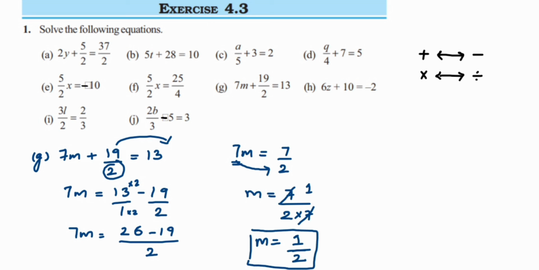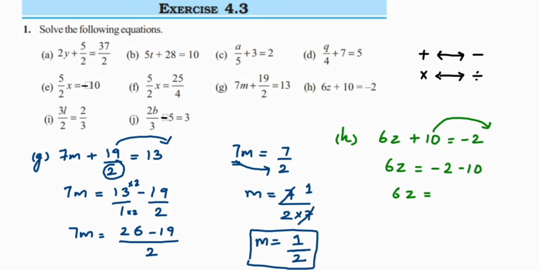Then let's go for the next one, h. So 6z plus 10 is equal to minus 2. Now take this 10 to the other side. So 6z is equal to, 10 is in addition, if you take it to the other side it becomes subtraction. So minus 2 minus 10. So minus minus, since both signs are same, you have to add it. So 6z is equal to minus 12.